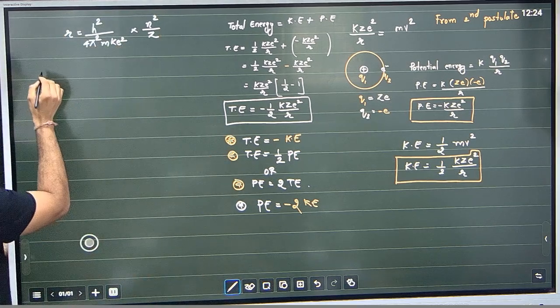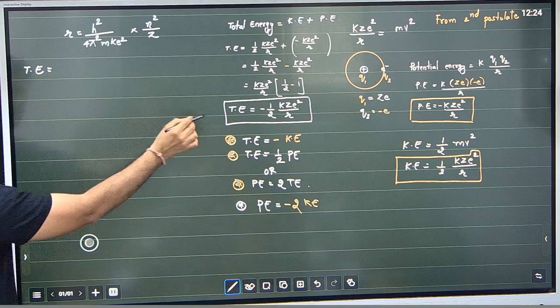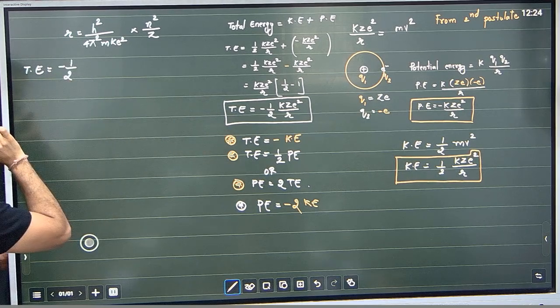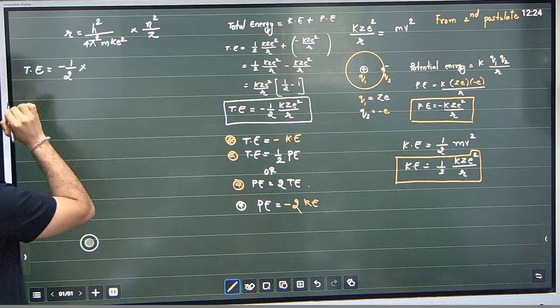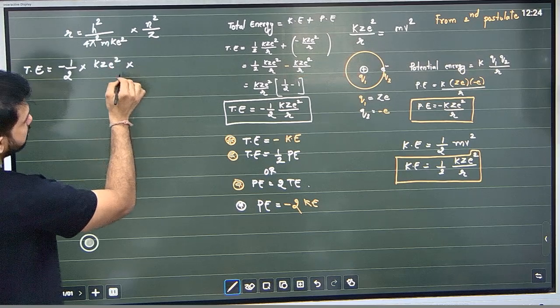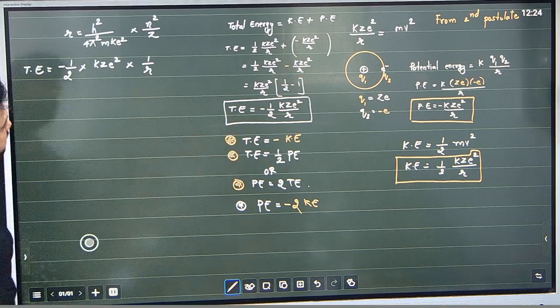Substitute that in total energy. Total energy का formula क्या है, people? Minus half into kZe squared into... I've just expanded the form, थोड़ा split किया है बस.